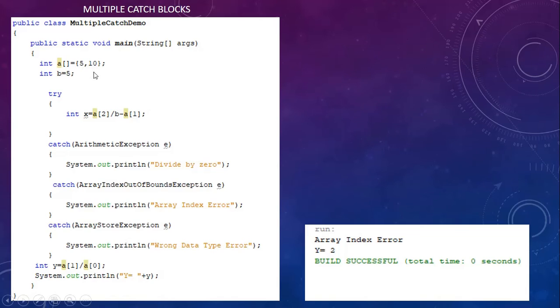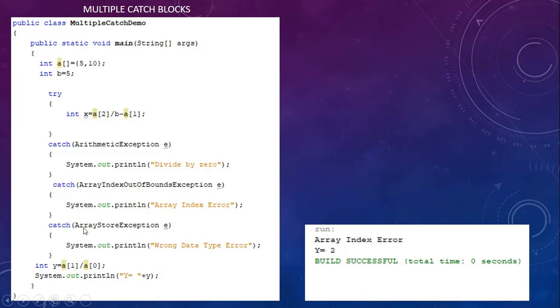Although the array has only 2 elements, so this is a of 0 and this is a of 1, I am trying to access a of 2, which is actually out of bound of the array. So for this particular thing, ArrayIndexOutOfBoundsException has to be raised. Now what we are doing here is, after writing the try block, if for some calculation an ArithmeticException is generated, then I have written a catch block accepting ArithmeticException of type e. I am simply printing a message that it is divided by 0 if this exception is raised. Next, I also have a catch block with ArrayIndexOutOfBoundsException, which will print a message that array index is out of bound.